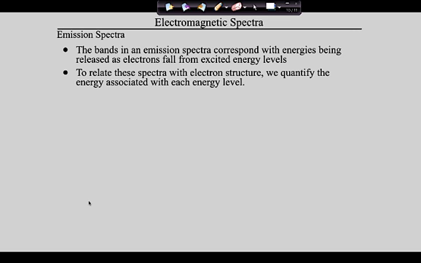He made these connections between the spectra and electron structure. Guys, what we've got to do is quantify how much energy each energy level has. Do you see the connection? Remember our question is, if an electron goes from here to here, how much energy will that release? In order to figure that out, we need to know how much energy an electron has here and how much energy an electron has here. If we know these two energies, when it falls, it will release the difference in those energies.